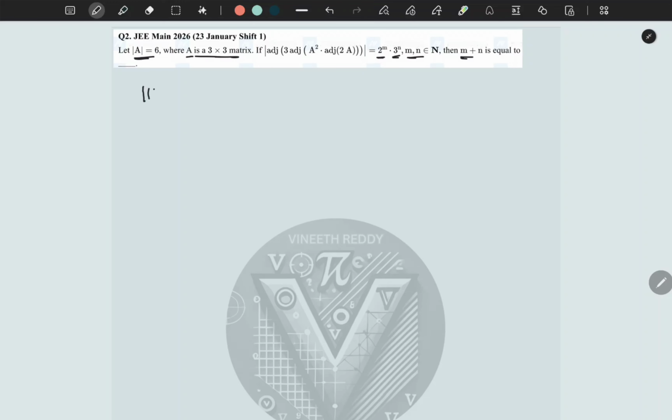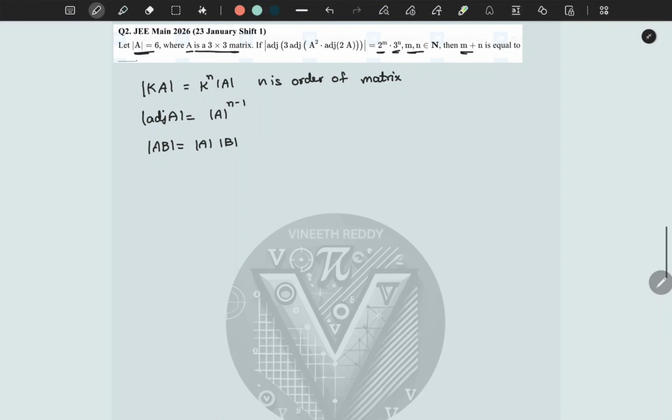So let me recall a few properties of determinants. Determinant of kA will be k raised to the power n into determinant of A, where n is the order of the matrix. And determinant of adjoint A will be determinant of A whole to the power n minus 1. And determinant of A into B will be determinant of A into determinant of B. There are many other properties of adjoint and properties of determinant, so I think this should be sufficient. If we need any other formula, then we will quickly recall it then and there itself. Okay, so now let us start the solution.